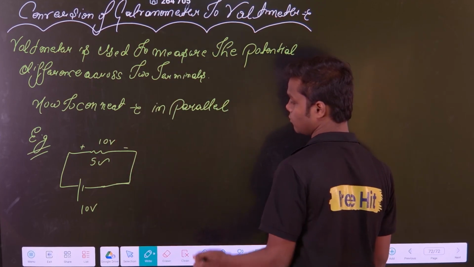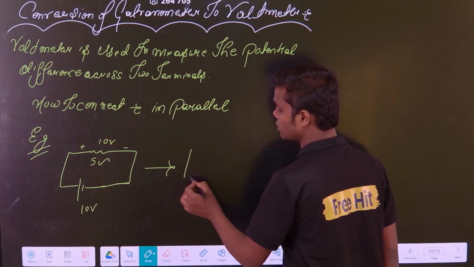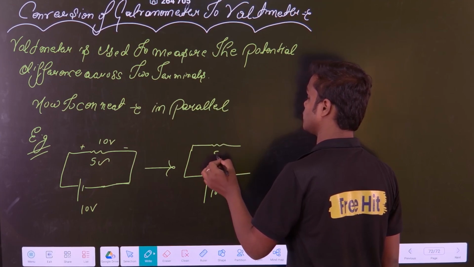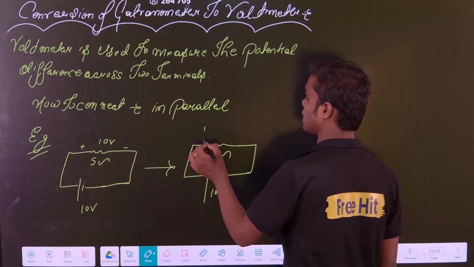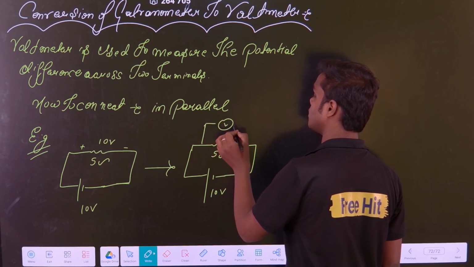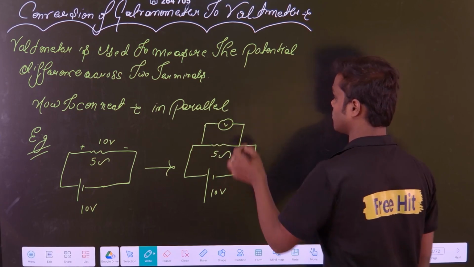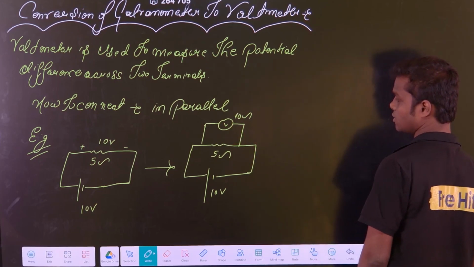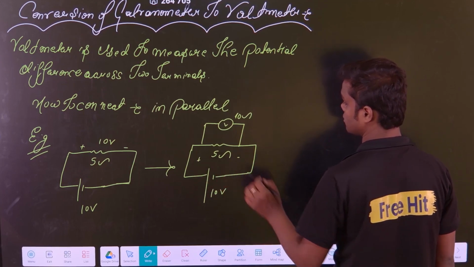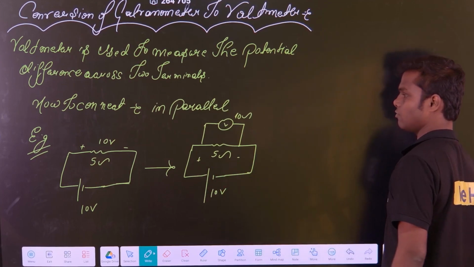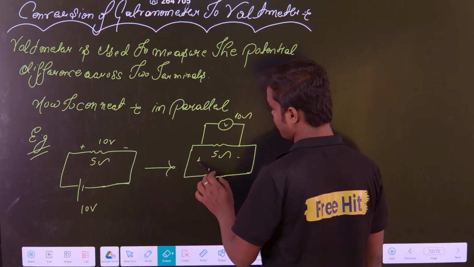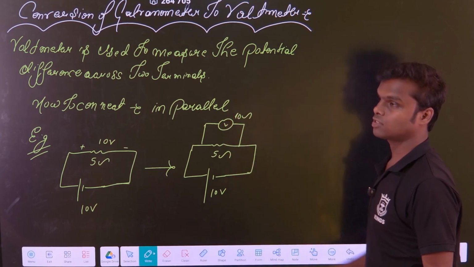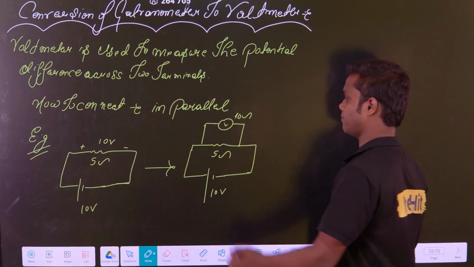But if I want to measure this voltage, I put a voltmeter in parallel, because it has to be connected in parallel. Suppose this is 5 ohm, and I connected a voltmeter like this, and suppose this voltmeter has some resistance of 10 ohm. Now what is the voltage? Let us do the calculation, because the voltmeter will try to measure the voltage across this.